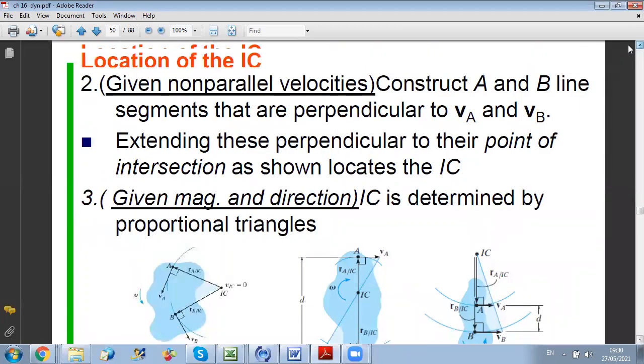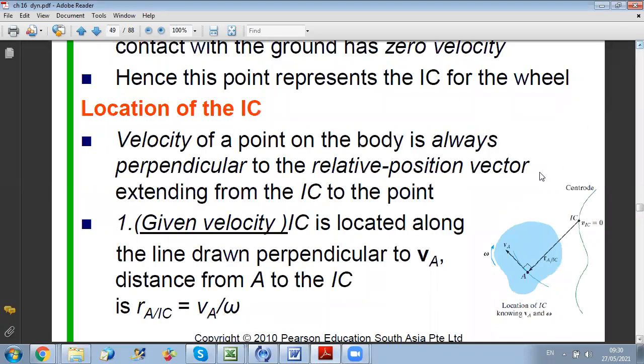Now, going back to the previous slide, okay? We said we have several methods to locate the IC. The method we explained first is when we know the velocities of two points. Another method is if I know just the velocity of one point and the angular velocity of the body. Because if I know these two, it is enough to determine the location of the IC. How? First, knowing the velocity vector of one point, I can be sure that the IC is on the perpendicular to VA.